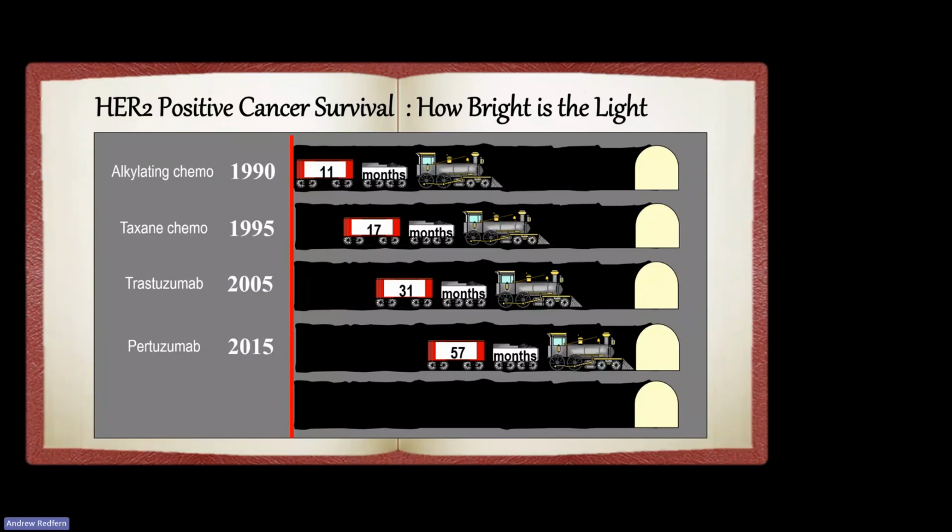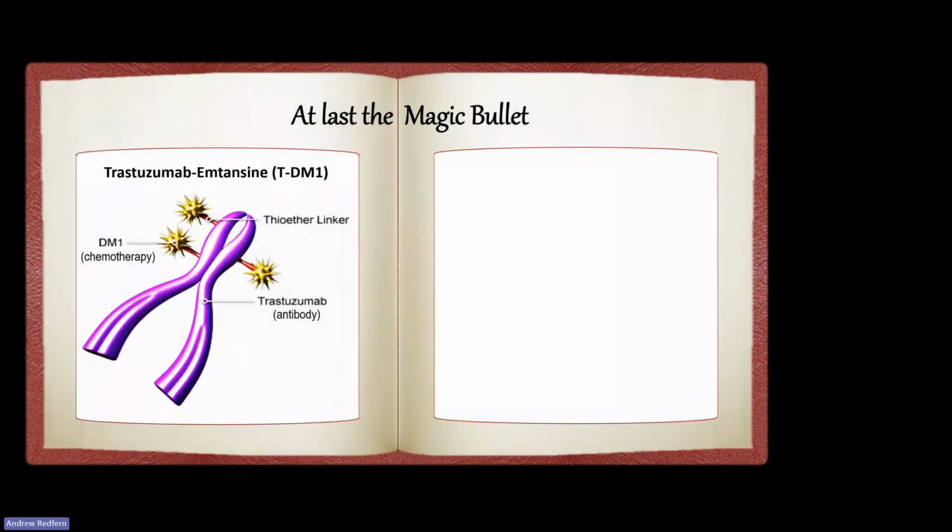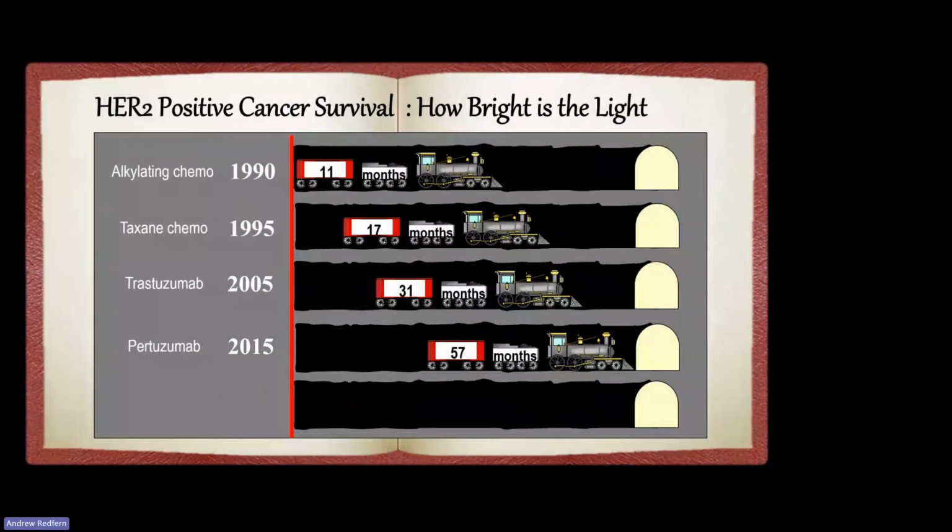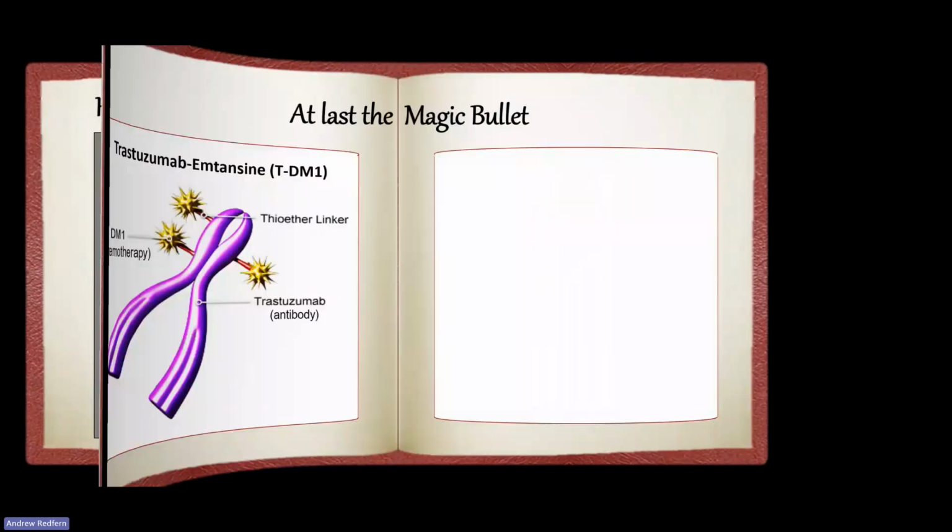You get pertuzumab and trastuzumab with chemo, and the average survival from those trials, and this trial was started in 2015, is 57 months. But we do have some new stuff on top of that, and going back briefly, you'll see there's an extra tunnel there, and I'll tell you what that tunnel is now.